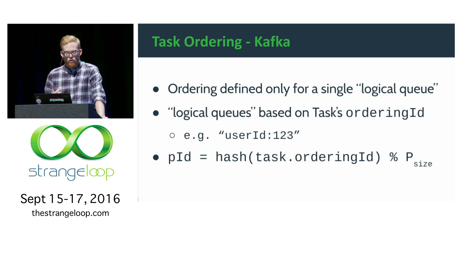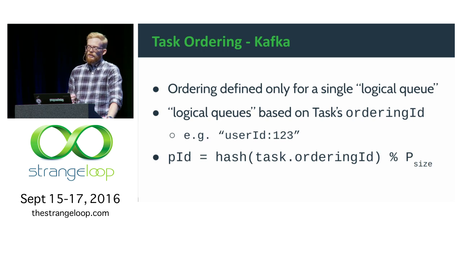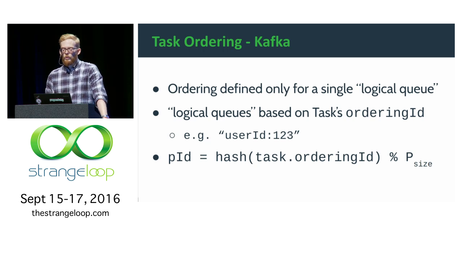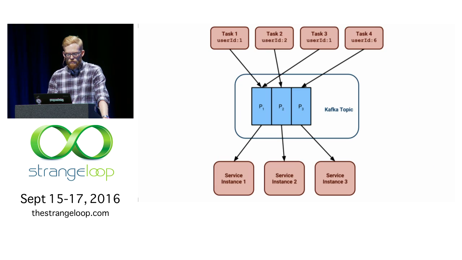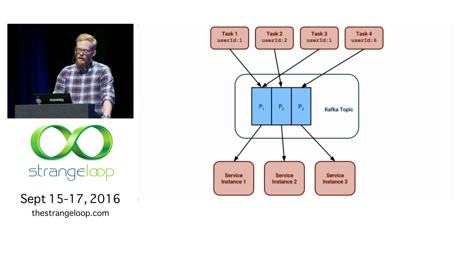So, for example, an ordering ID might be user ID 123, which means it's in the user ID 123 queue. Now remember that a Kafka topic is composed of many partitions, and we need to put the task into a single partition. So the partition ID is just a hash of the ordering ID modded with the number of partitions. And this takes care of the scheduling side. So here's an example. We have 4 tasks that have ordering IDs based on the user ID associated with the task. Task 1 might be an on-call notification, and task 3 might be an off-call notification.